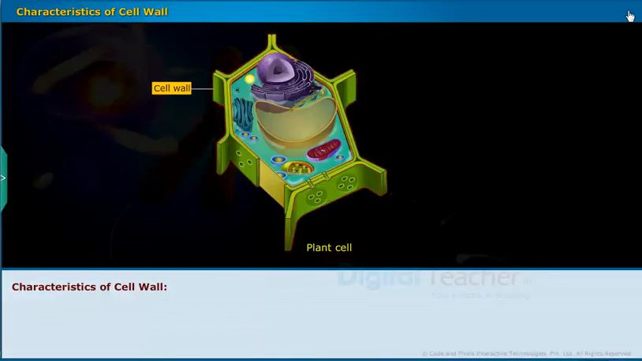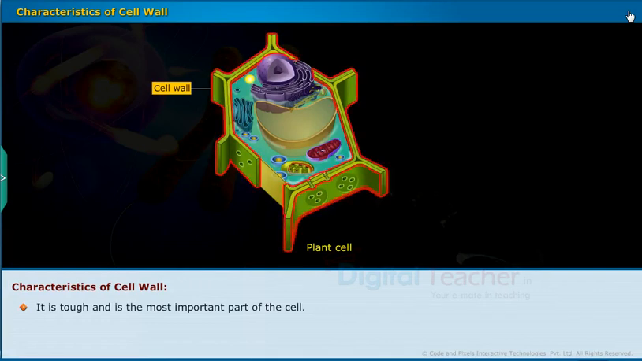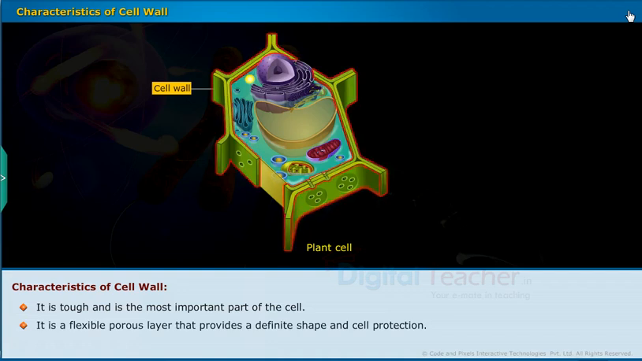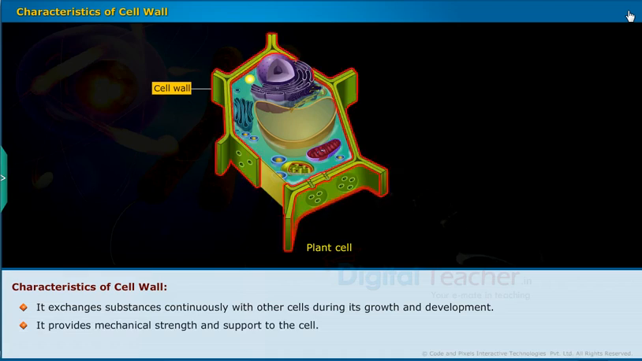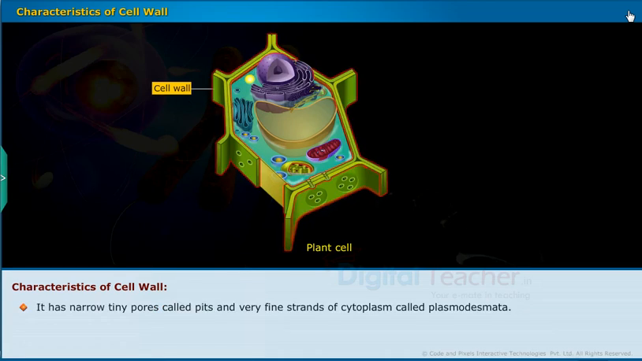Now, let us study the characteristics of the cell wall. It is tough and is the most important part of the cell. It is a flexible porous layer that provides a definite shape and cell protection. It exchanges substances continuously with other cells during its growth and development. It provides mechanical strength and support to the cell. It has narrow, tiny pores called pits and very fine strands of cytoplasm called plasmodesmata.